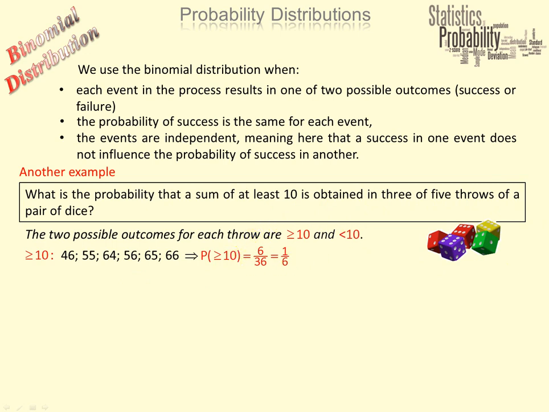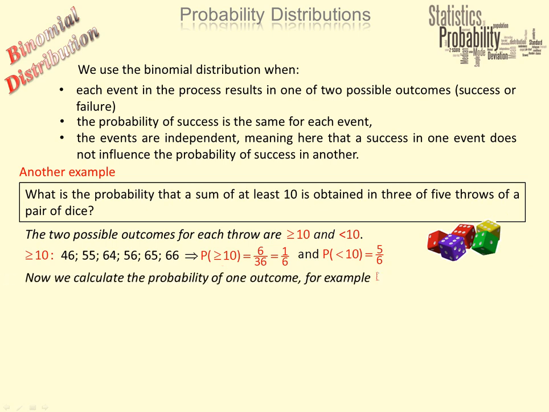The probability of failure, seeing there are only 2 possible outcomes, is pretty easy. We'll just say 1 minus 1/6. So the probability of failure is 5/6. Now, for example, if we had to calculate the probability of that, it would be 1/6, 1/6, 1/6, 1/6, 1/6, 5/6, 5/6.